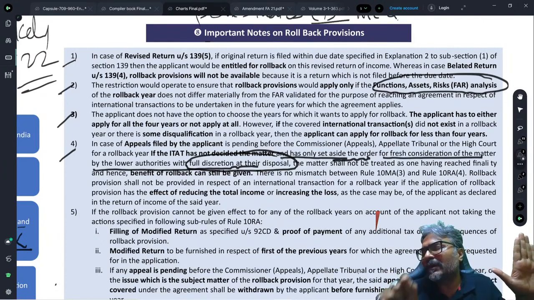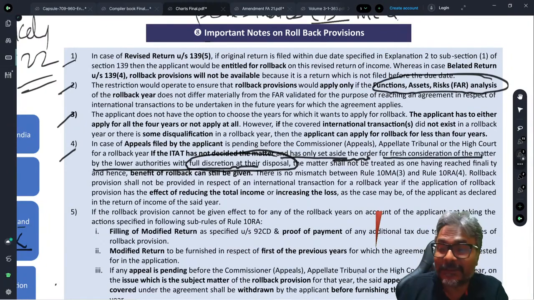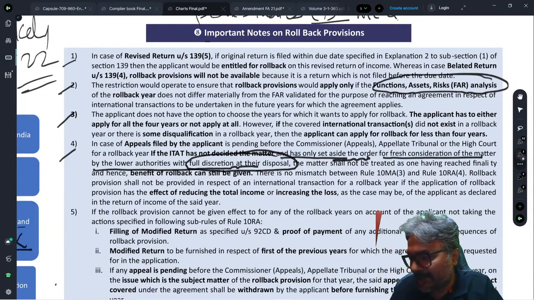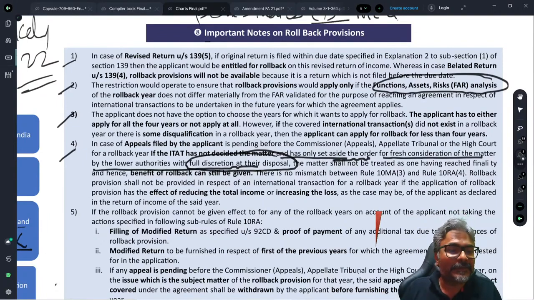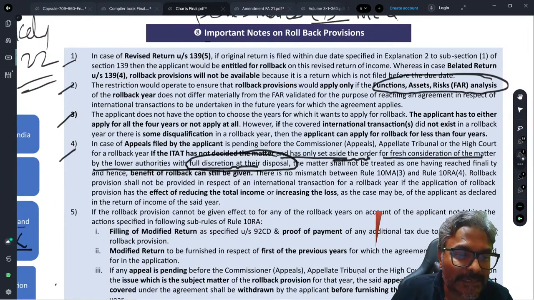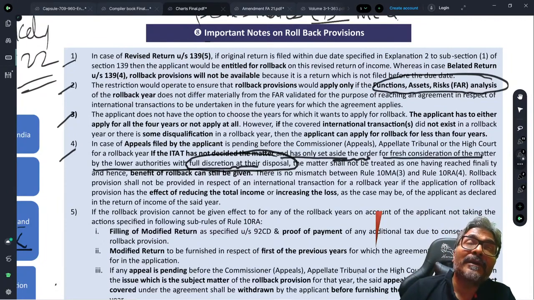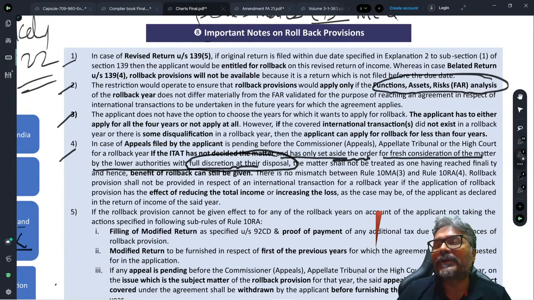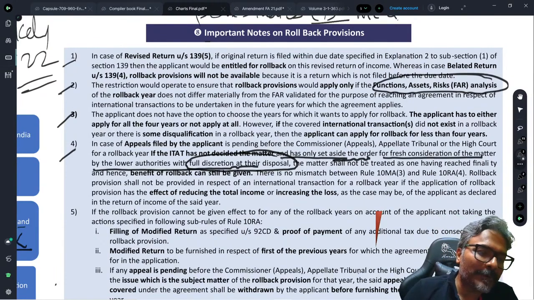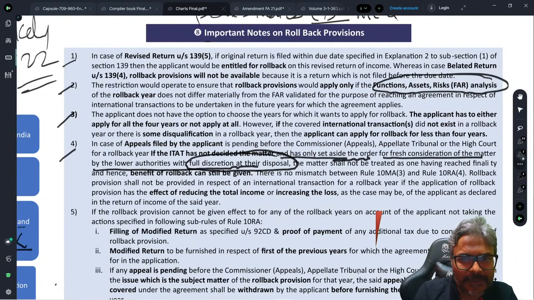So if the ITAT decision of setting aside and giving it back to the AO is with limited jurisdiction, students, then in that particular case the rollback benefit will not be applied, because we shall say that the ITAT has effectively given its decision. But as I told you just now, if the ITAT had set aside the order and given full discretion to the AO to arrive at the assessment, then in that particular case, that particular year will be eligible for rollback. I hope that all of you are clear with this one.